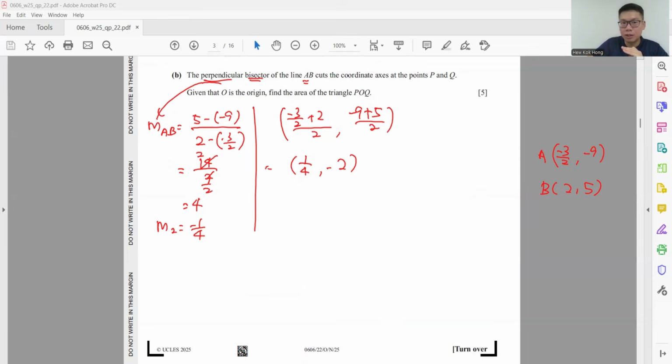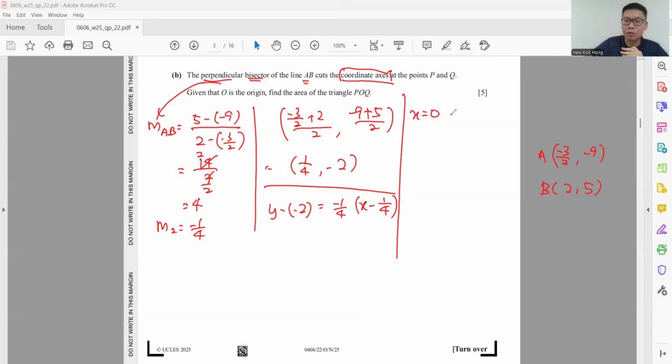After we gather these three pieces of information, we can use the straight line equation: y minus y equals m(x minus x). So this is the equation of the perpendicular bisector. And then they say it will cut the coordinate axes. Coordinate axes means x-axis or y-axis, which means either x equals 0 or y equals 0. Then these 2 points will be P and Q.